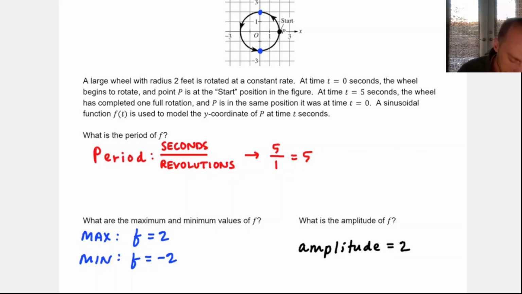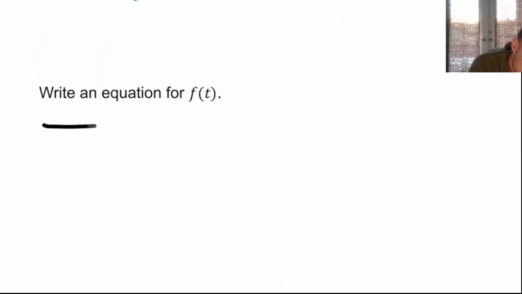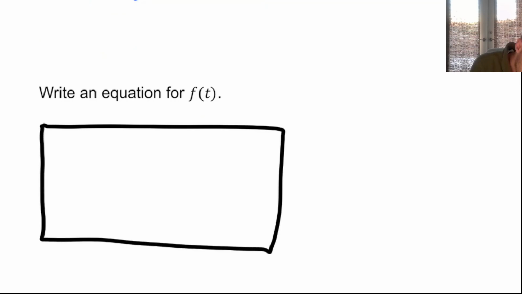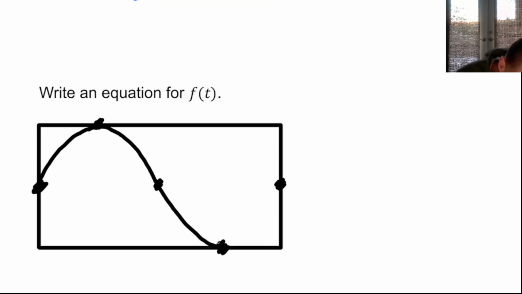If I was going to draw a picture of that, I'm going to recommend that for these types of problems we draw a box and make a sketch. So we started in the middle and we were increasing. That's regular sine. That looked like it was a little more than halfway. So that's going to be the shape of my graph. And then this was 0, it went up to 2 and down to -2.